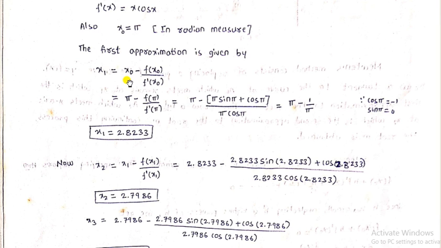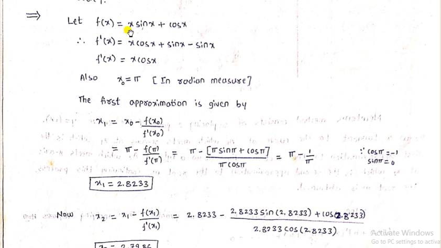And we know that x naught value, so x naught value is pi minus f of pi by f dash of pi. So pi minus f of pi means substitute pi value in f of x function. So pi sin pi plus cos pi, and divide by f dash of pi. So again substitute pi in f dash of pi function, pi into cos pi.